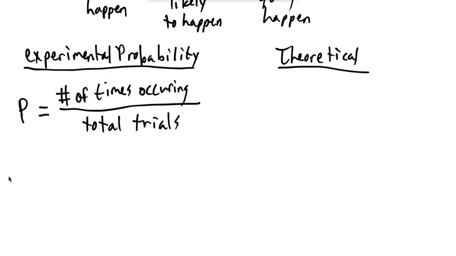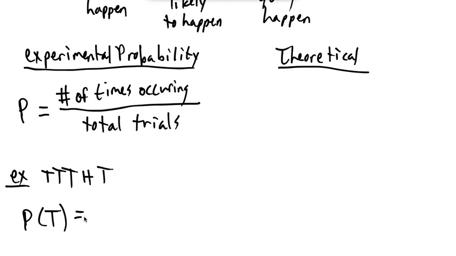So for an example, if we're looking back at flipping a coin and we see that we land tails, tails, tails, heads, tails, the probability, we write that as P, and we put in parentheses what we're looking for. So the probability of landing tails will be equal to, how many times did it occur? 4 times. And how many times did we run this? Well, we ran it 5 times. So this would be an experimental probability.